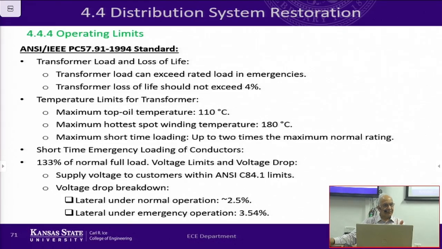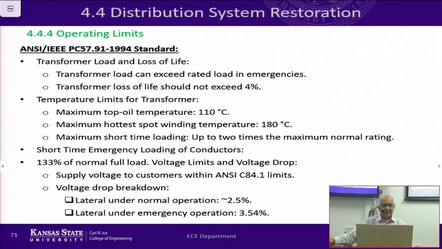Otherwise, if you consider 4%, and if you operate the transformer at that high loss of life, then within a few years, or if you repeat that multiple times, you are actually going to lose the transformer very quickly. So that's why we limit that to 4%. And then also there are some limits on temperature.